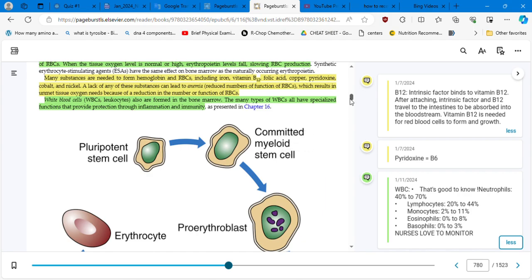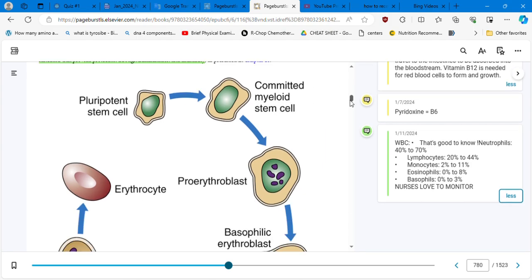Okay? So you see pluripotent cell, committed. We spoke about this.